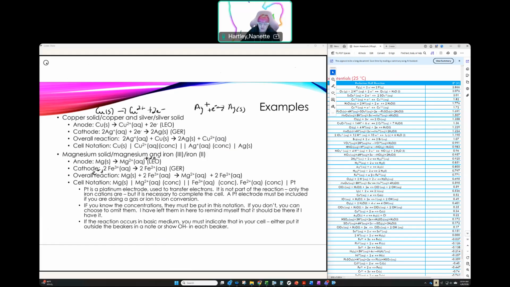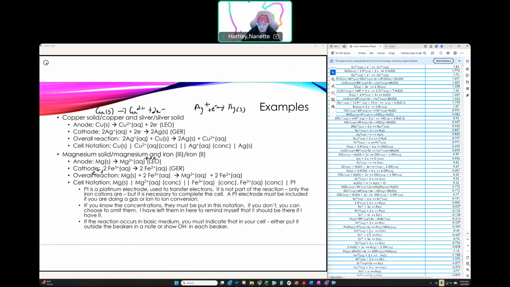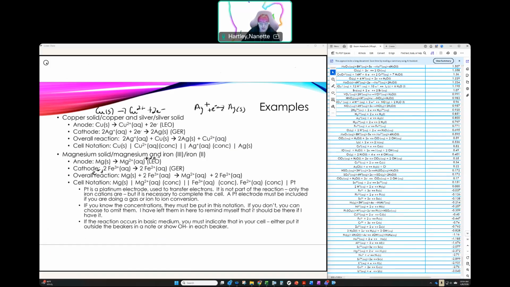In this reduction, remember, these are all written as reductions. When we talk about Mg, all I have to do is find Mg in the table. And it's down here: Mg2+ plus 2 electrons goes to Mg solid. Now I know that Mg, because it's in the second column, should be a 2+ ion. But if I don't remember that, or I'm overwhelmed with all this stuff, I can use these half reactions to help me. So use what you have available to help you.